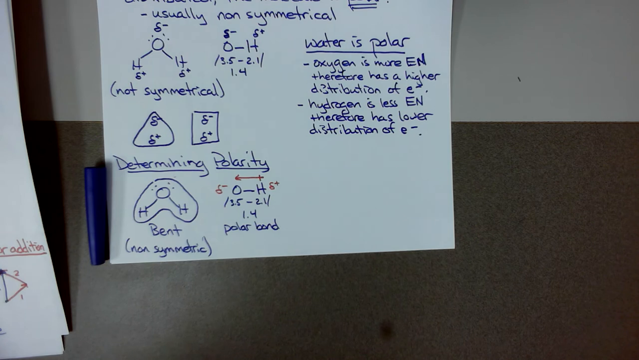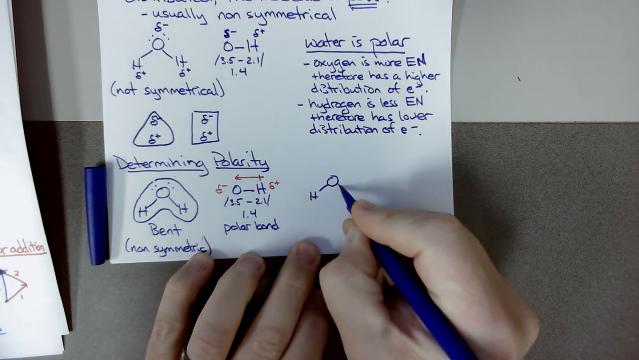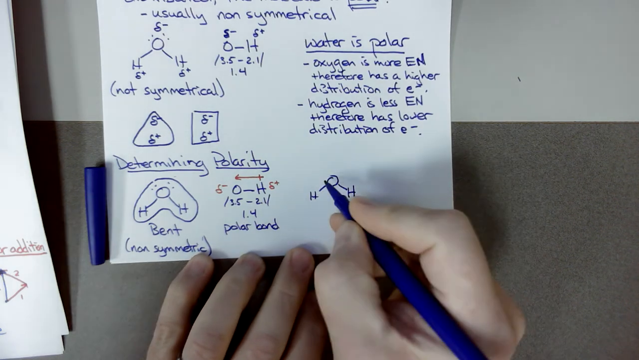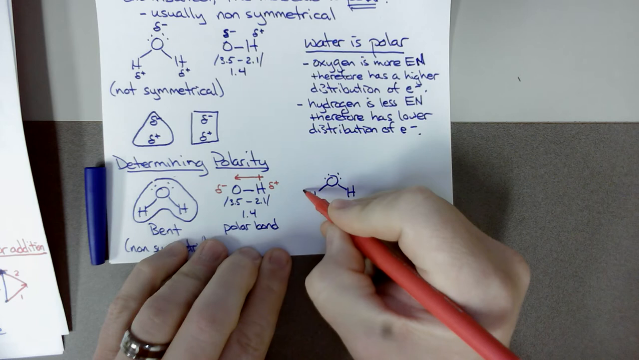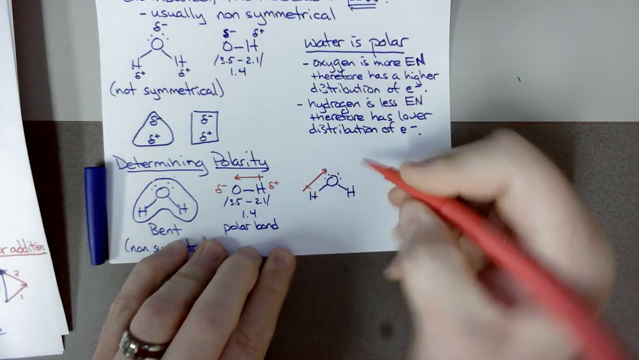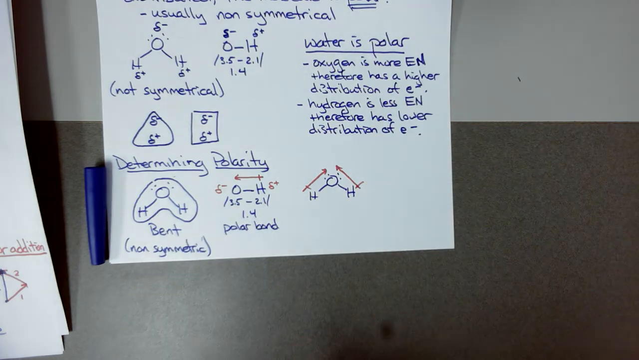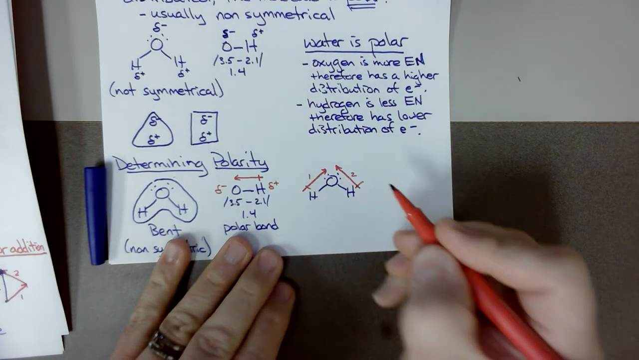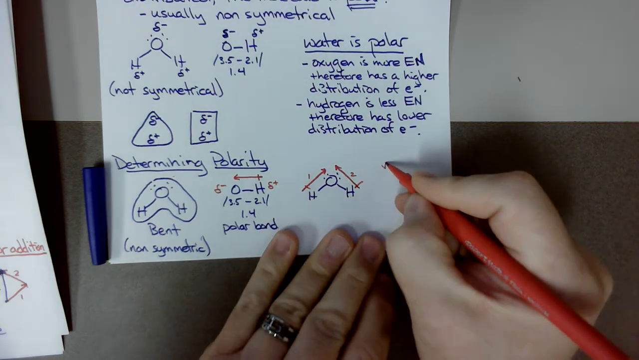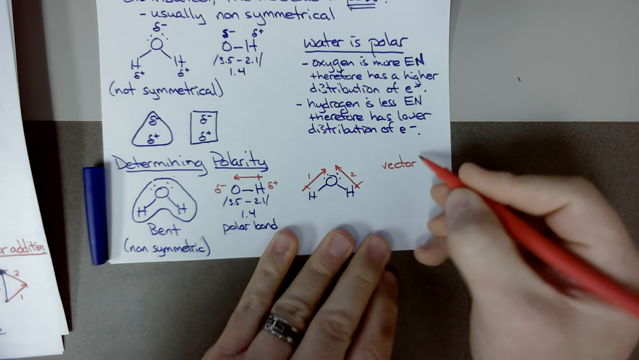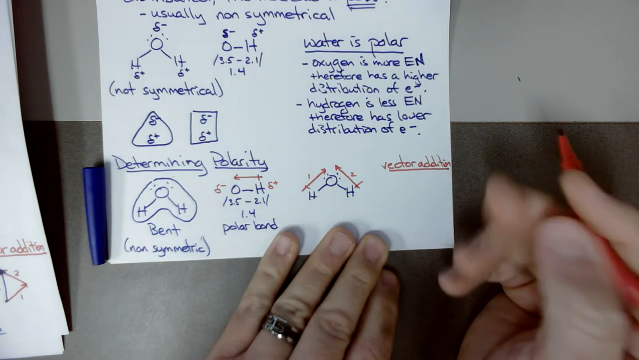So when I draw this water again, we can say that we have a vector going in this direction, and a vector going in this direction. Okay, so we have the two vectors here, vector 1 and vector 2, and to determine the overall dipole we would use what's called vector addition. Now, you don't have to do this. This is just showing exactly what's going on here. Vector addition you'll learn in physics if you ever take physics.